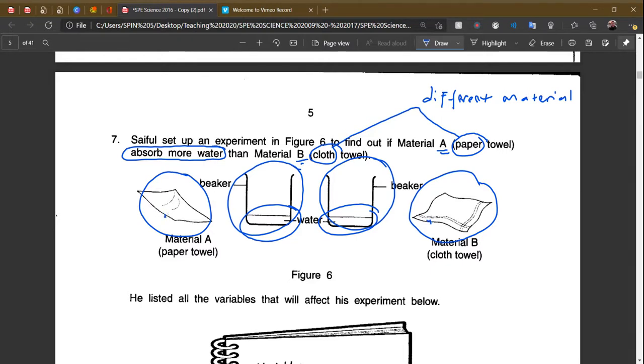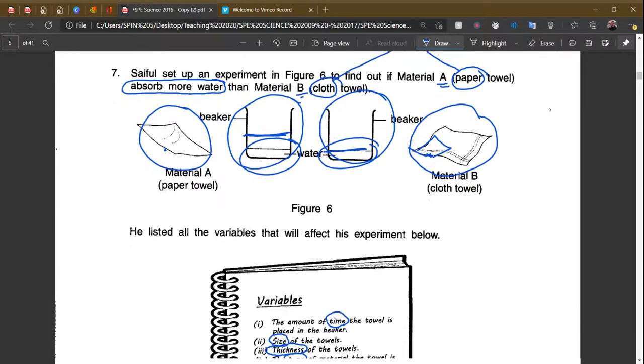Anytime any of these variables are changed, for example, you're using more water in one and less water in the other, it will no longer be fair. If you use a smaller towel for B and a bigger towel for A, it's no longer fair. So in order for it to be fair, all of it must be the same except one thing, which is this one. The material must not be the same.